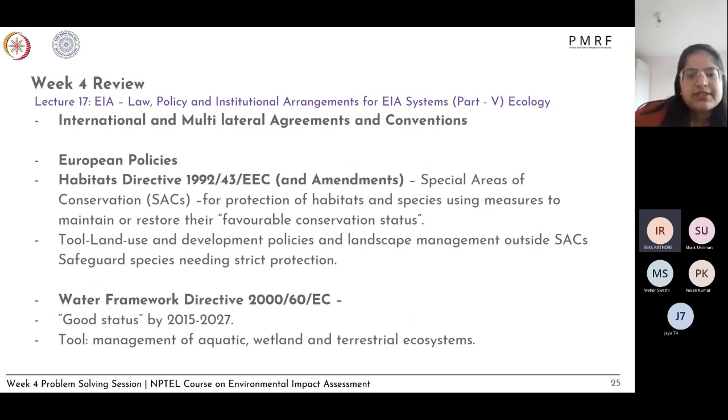And they have the Water Framework Directive, which is again towards the management of aquatic, wetland, and terrestrial ecosystems, and to achieve a good status under the Water Framework Directive by the year 2027. So between 2015 and 2027.